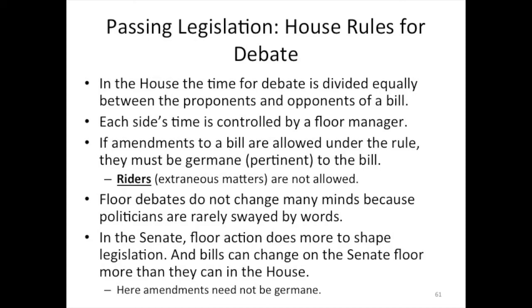Generally, though, these floor debates don't change the minds of people. Politicians are rarely swayed by words. They already know how they're voting. Mostly, Congress members use this time for political posturing, so they can justify their votes to constituents. In the Senate, floor action does a little more to shape legislation, and bills can change on the Senate floor more than they can in the House, because in the Senate, amendments do not need to be germane to the bill.